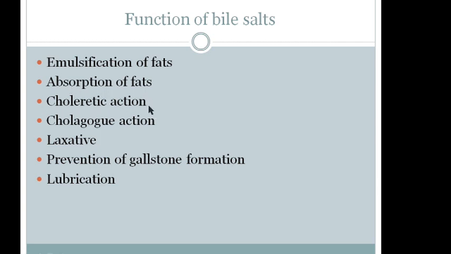What is the choleretic action? Bile salts help in stimulation of the liver for secretion, that is called choleretic. Choleretic means stimulation of the liver for secretion. Cholagogue means gallbladder contraction. So bile salts also contract the gallbladder, and because of the contraction of the gallbladder there is a secretion of bile. And laxative: bile salts, by secreting mucin, also act as a laxative for proper formation of the stools and passage of the stools.